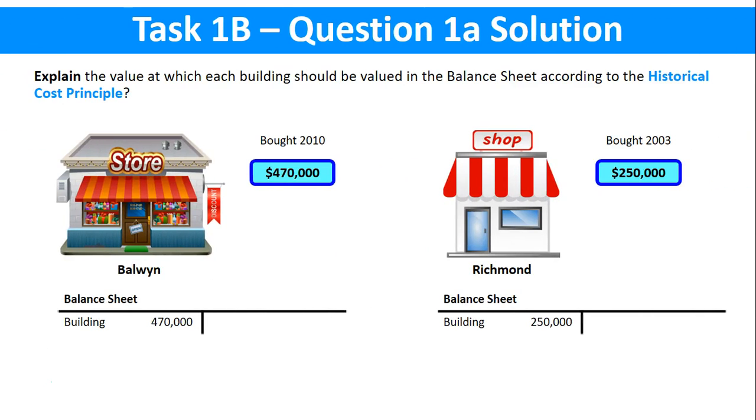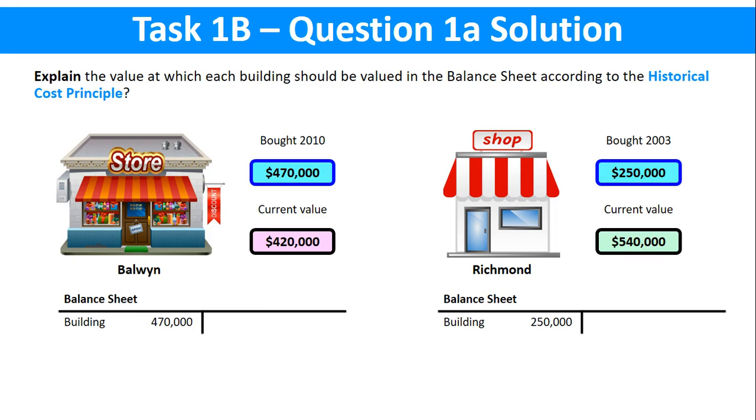So, explain the value at which each building should be valued in the balance sheet according to the historical cost principle. Question 1a is asking us about the historical cost principle. Based on that, we do have current market values, but we're talking about the historical cost principle. So should we change these values or not?